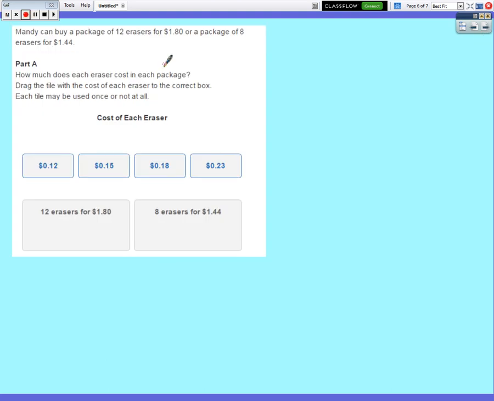All right, finally, Mandy can buy a package of 12 erasers for $1.80 or a package of 8 erasers for $1.84 or $1.44. How much does each eraser cost in each package? Well, let's see here. If I am buying 12 erasers for $1.80, I want to find out their unit price, the cost of 1 eraser. So I'm going to take $1.80 and divide it by 12.